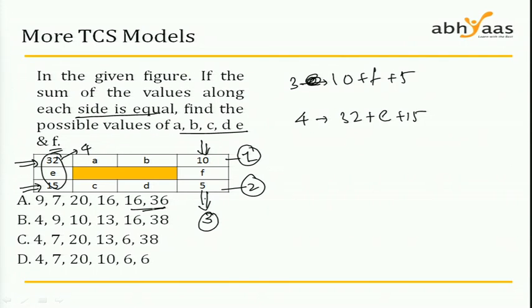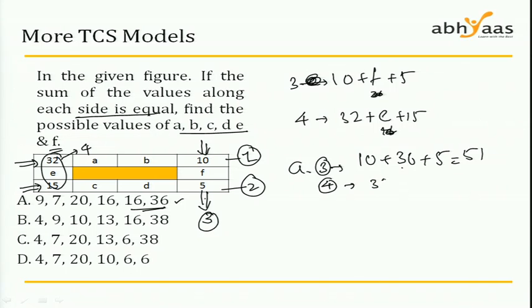From the first option, it is 16 and 36. So I substitute 16 here, 36 here. Will it satisfy? I'm using option A, right? Third side value becomes how much? 10 plus F value is 36. So 10 plus 36 plus 5, which will give me 10 plus 36, 46 plus 5 is 51, right? Fourth side value is how much? 32 plus 15 is 47, plus E value is given as 16 here. 47 plus 16 is 63, so A doesn't satisfy our option, right?